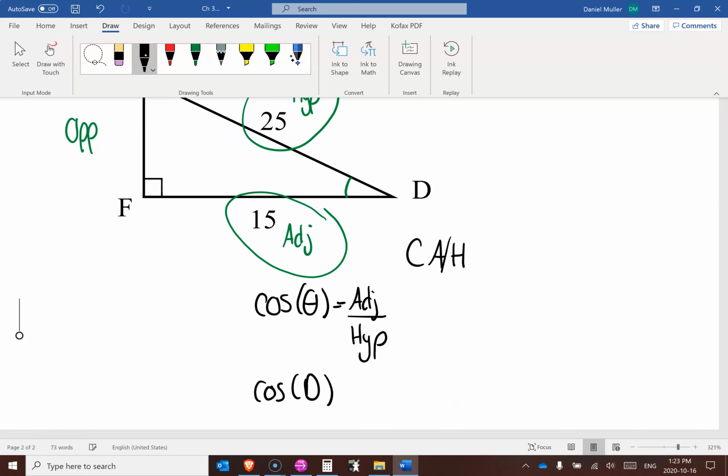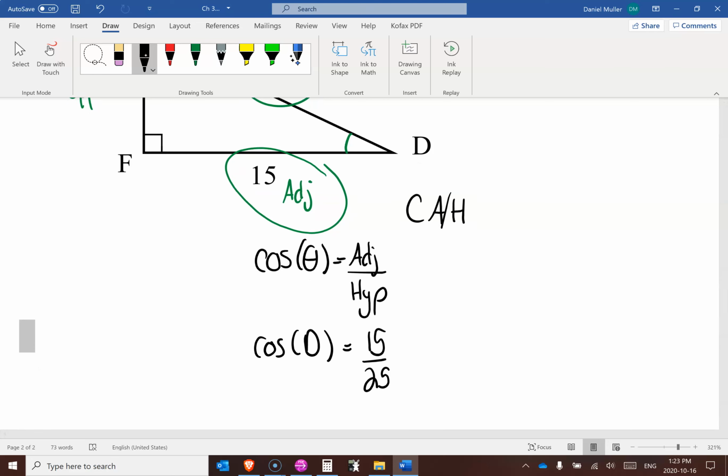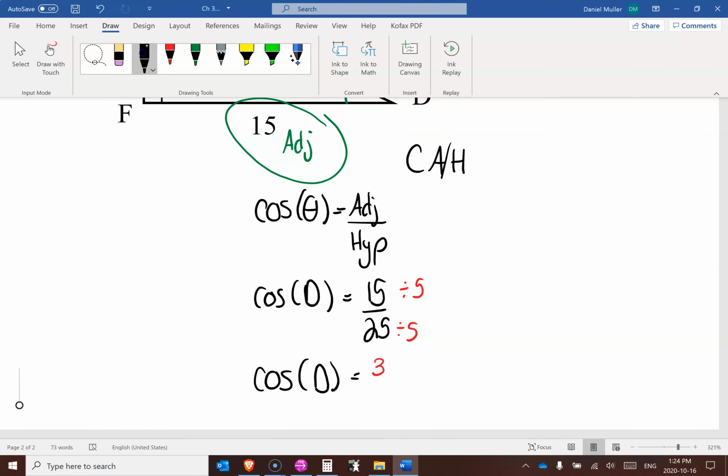So cosine of D equals adjacent, which is 15, over hypotenuse, which is 25. I guess I'm going to need to find out what that is. I know that those can both be reduced by 5, right? I can simplify those. I can divide them both by 5, which gives me 15 divided by 5 is 3, and 25 divided by 5 is 5.